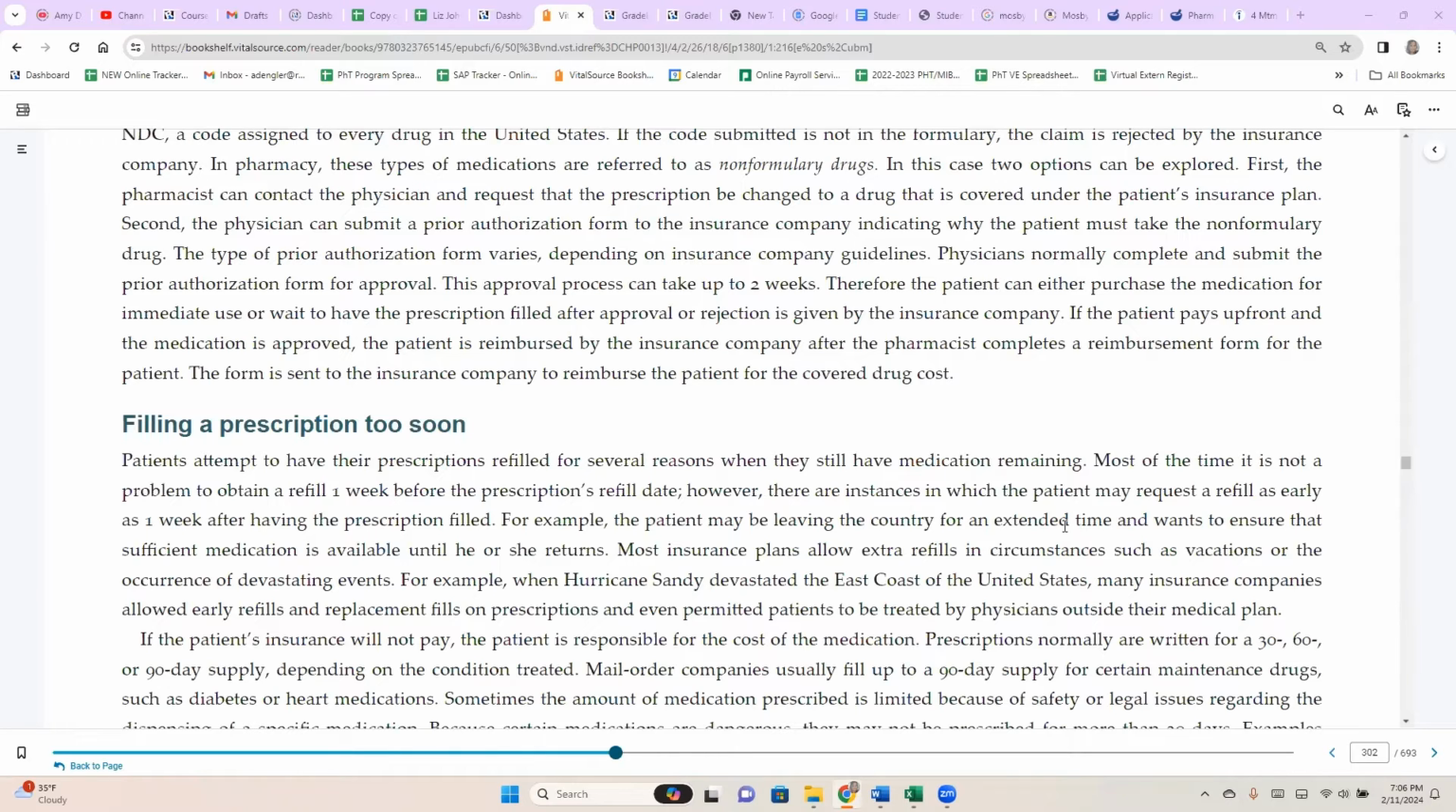Therefore, the patient can either purchase the medication for immediate use or wait to have the prescription filled after approval or rejection is given by the insurance company. If the patient pays up front and the medication is approved, the patient is reimbursed by the insurance company after the pharmacist completes a reimbursement form for the patient.